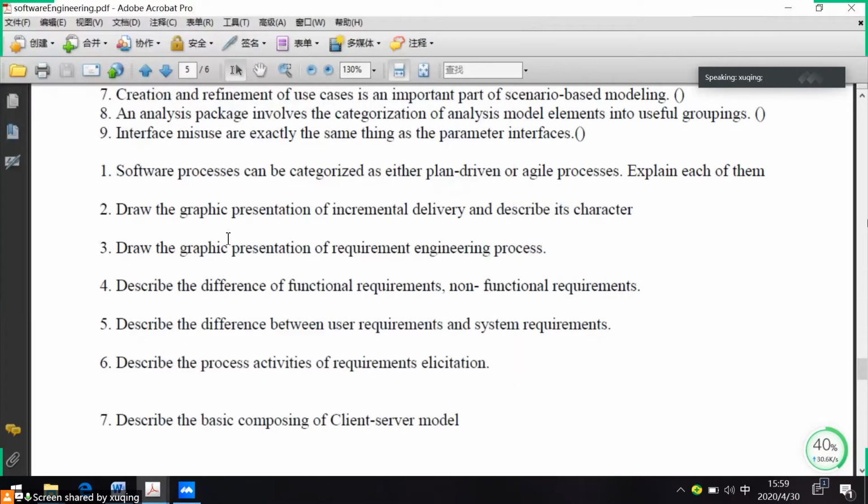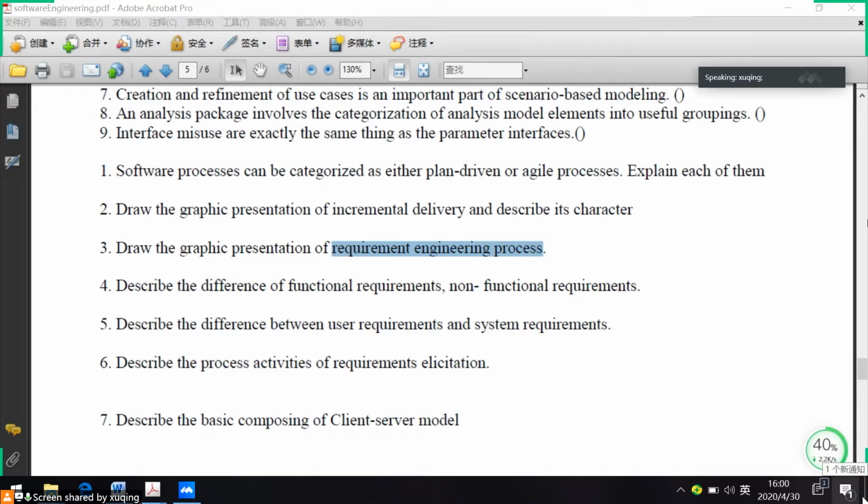Does someone have some ideas about this one? The activities involved in the requirements engineering process. How many activities do we have here during the process? Some ideas? Okay, we have 4 activities involved in the process.